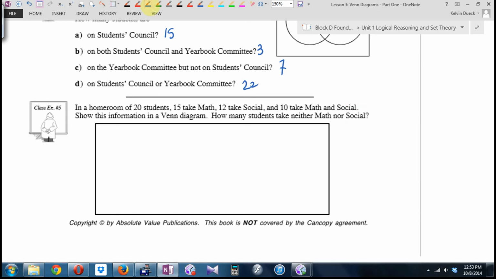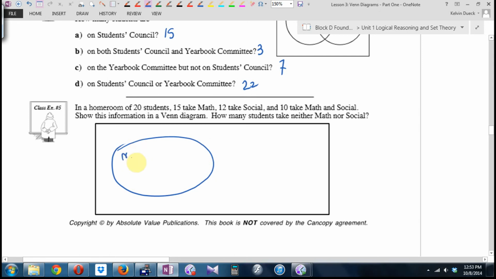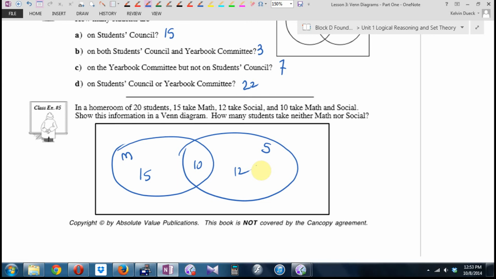And inside here, I'm going to say, okay, I got math, I got socials. The most common mistake that kids make, don't write this down, is they go, 15, 10, and 12. Now, don't write that down. Why is that wrong? How many students are in that Venn diagram, grand total? From what I've drawn, how many are there? 37. How many does it say are in the class?